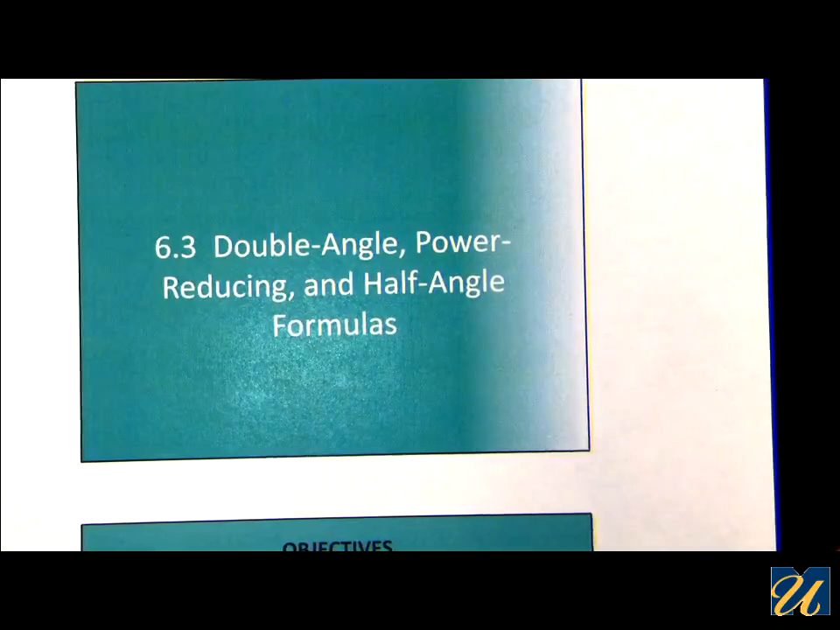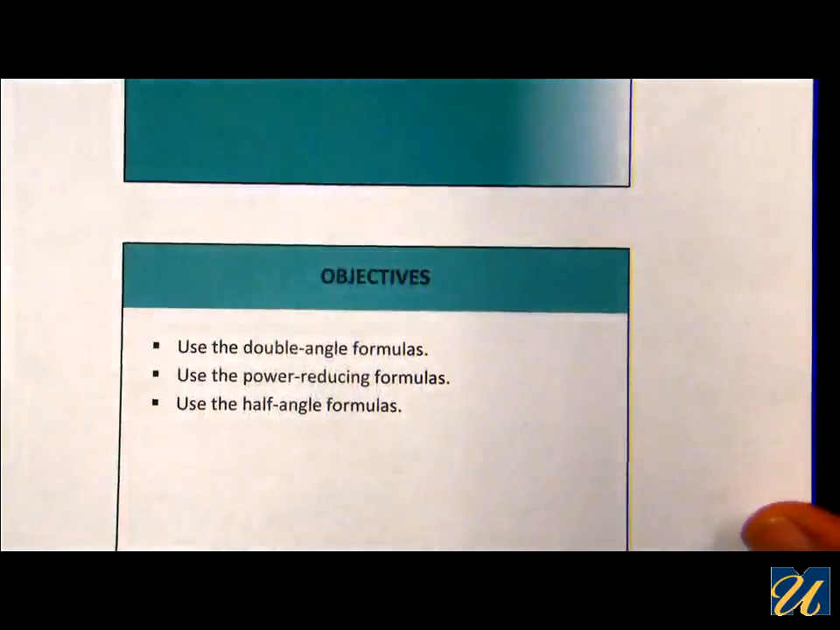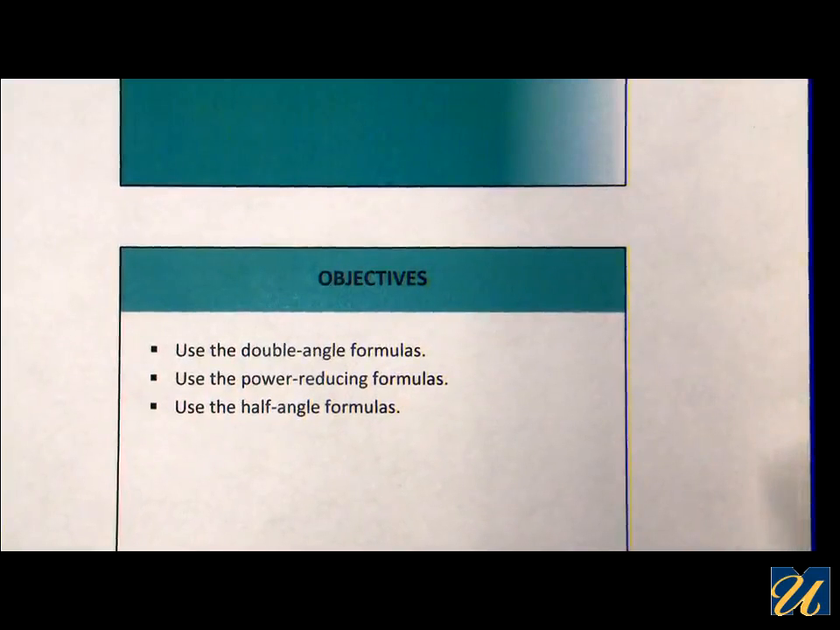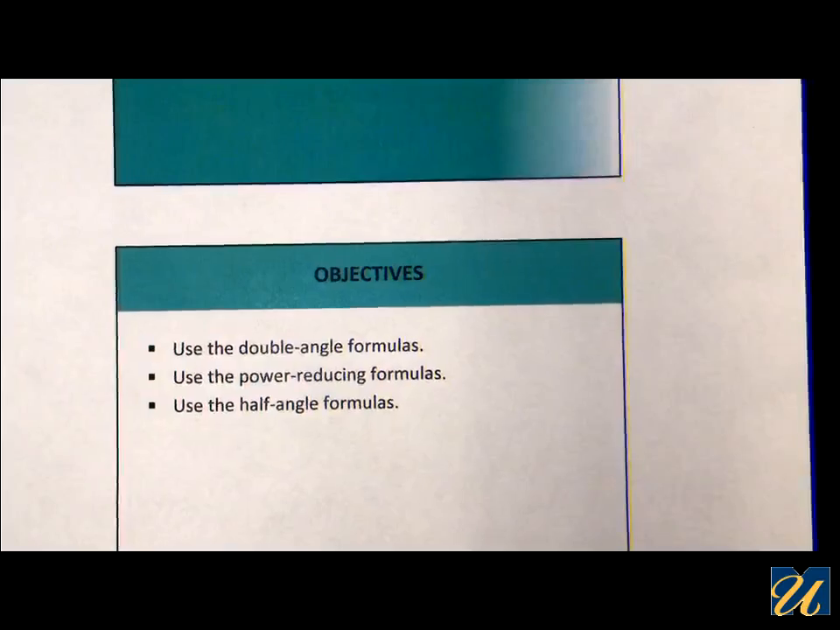Chapter 6, Section 6.3, Double Angle, Power Reducing, and Half Angle Formulas. Those are the objectives: using the double angle formula, the power reducing formula, and the half angle formula. Let's take a look at what those formulas are.